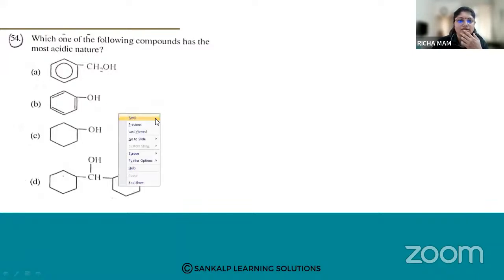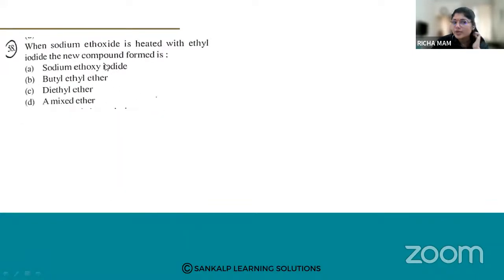So let us go for the next one. When sodium ethoxide is heated with ethyl iodide, the new compound formed is: A, sodium ethoxyiodide; B, butyl ethyl ether; C, diethyl ether; and D, a mixed ether.